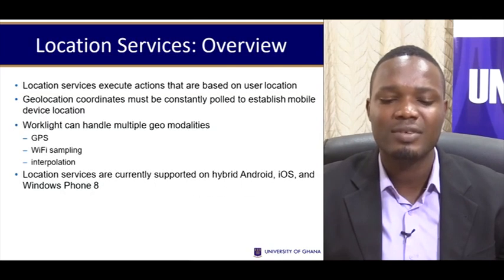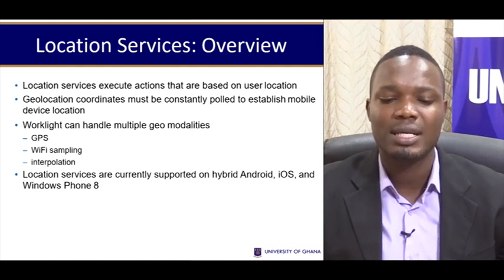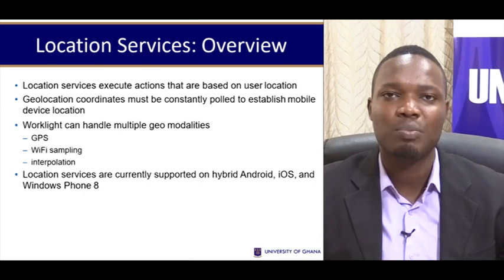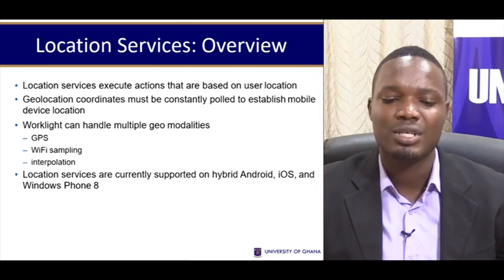Now, location services execute actions that are based on a user location. So geolocation coordinates must be constantly polled to establish mobile device location, because if these services are supposed to get executed based on a person's location, then we need to be tracking the user's location at all times. So this is how come we are always polling or keeping track of geolocation coordinates.